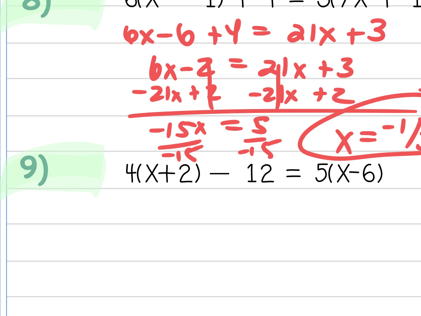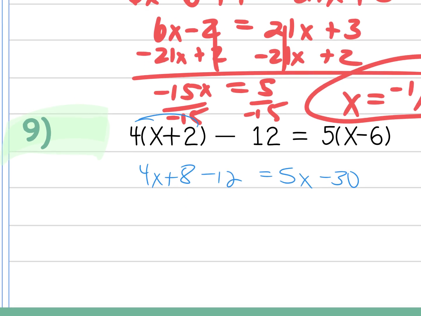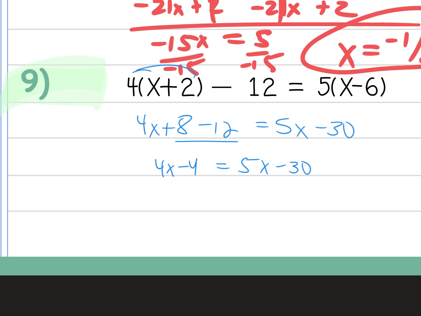Again, number 9, very similar question. What do I do with the 4? So I have 4x plus 8 minus 12 equals 5x minus 30. All right, before you start moving stuff, can I combine on the left-hand side? Yes, 8 minus 12 is what? -4. So 4x minus 4 equals 5x minus 30.